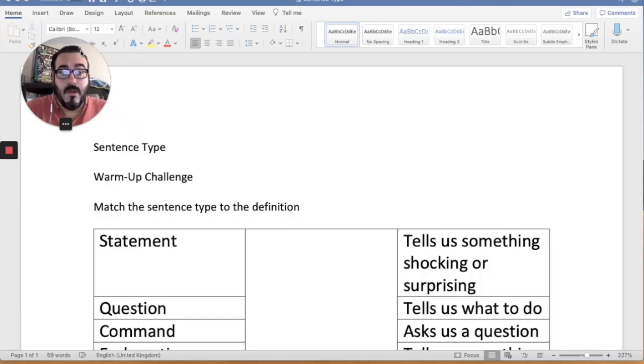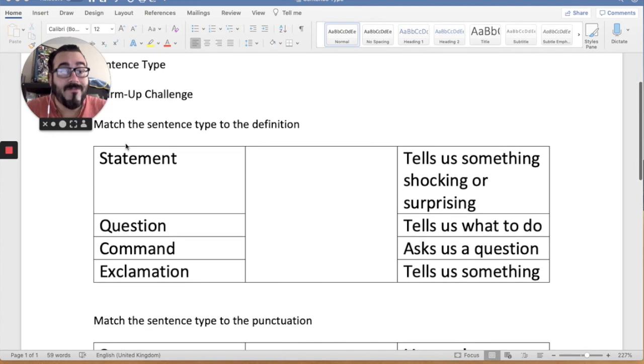Okay, so are you ready for your warm-up challenge? Pause now to get your sentence type sheet ready, and I'll explain the next challenge. Okay, let's look at the warm-up challenge together. So here we have to match the sentence type to the definition. So we have the four sentence types here: statement, question, command, and exclamation. And we have four definitions. Tells us something shocking or surprising, tells us what to do, asks us a question, or tells us something.